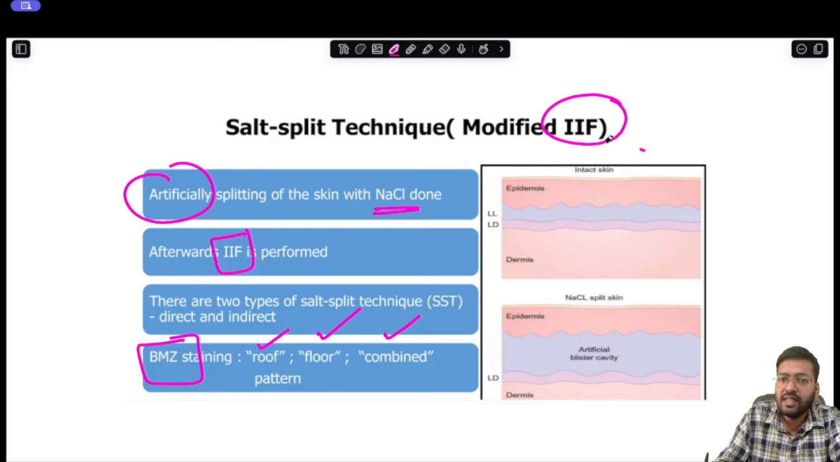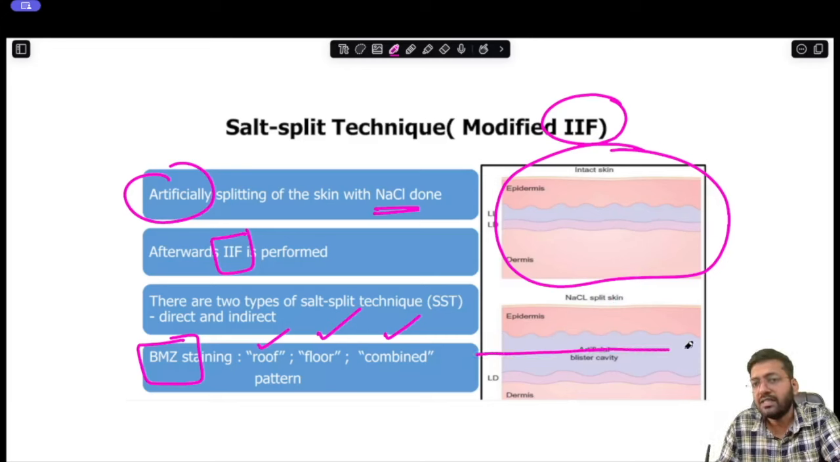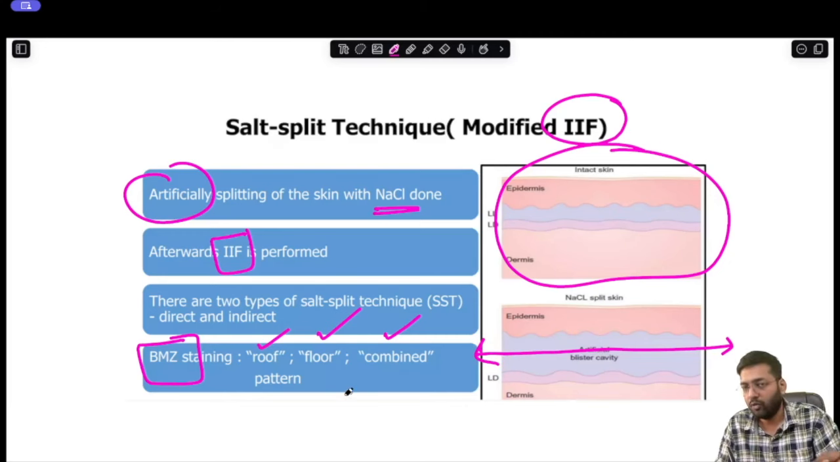So this is the intact skin, as you can appreciate over here. After you treat it with NaCl, artificially we have created a blister cavity over here. After that we carry out indirect immunofluorescence. If after indirect immunofluorescence you see the immune complex at the level of the roof or at the level of the floor, then depending on the location, we define a particular disorder.